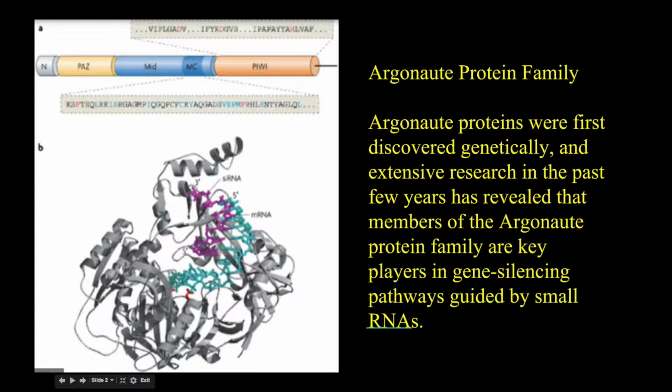So our protein is from the Argonaute family. These proteins were first discovered through genetic experiments of the cells and DNA, and through extensive research in the past couple of years, they have revealed lots of information about being the key players in gene splicing pathways guided by small RNA molecules and strands.